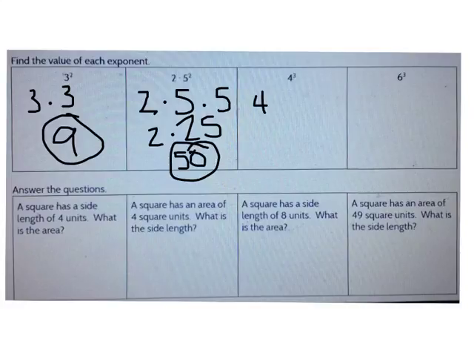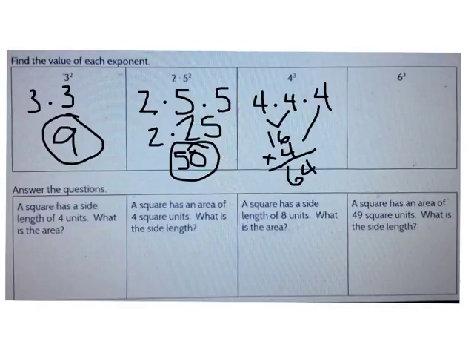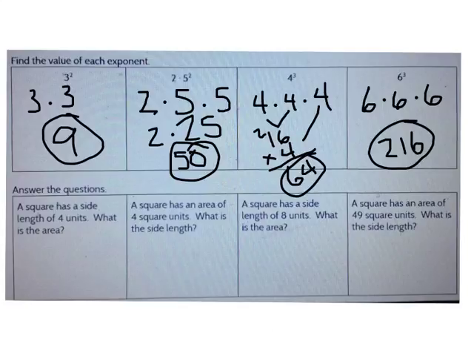4 to the third power. That means 4 times 4 times 4. What's the value of 4 to the third power? Well, 4 times 4 is 16. Times 4 is 64. 4 to the third power, or 4 cubed, is 64. What's 6 to the third power, or 6 cubed? It's 216. 6 times 6 is 36. 36 times 6 is 216.